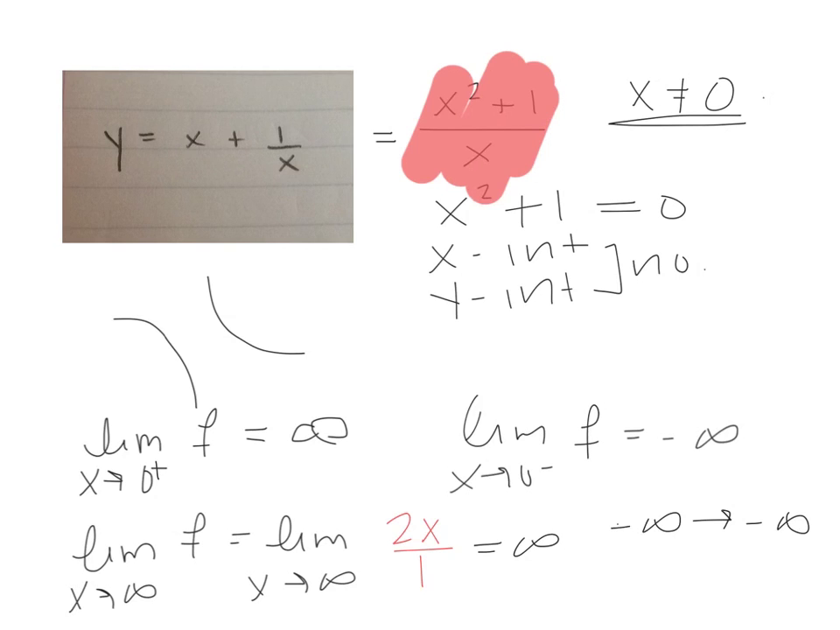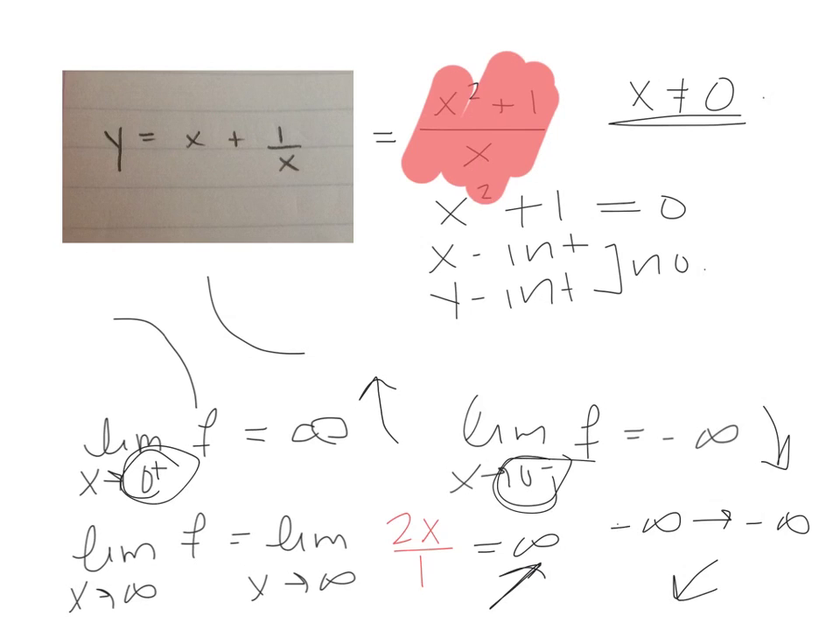So that kind of helps me out with my endpoints. That means as x goes to positive infinity, it's going to go up forever. And as x goes to negative infinity, it's going to go down forever. So it has endpoints, it's going up versus down. And then I definitely have this asymptotic behavior at 0. So it's going to infinity on the right-hand side, and then it's going to negative infinity on the left-hand side.